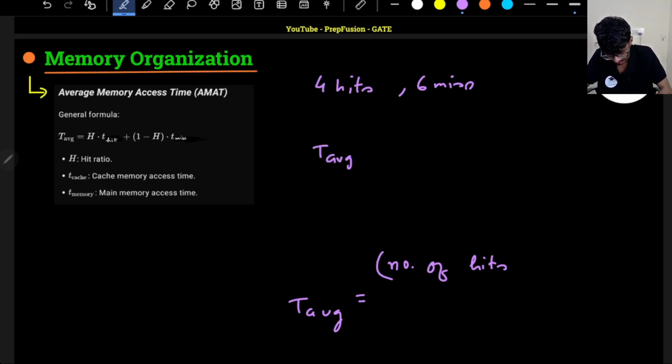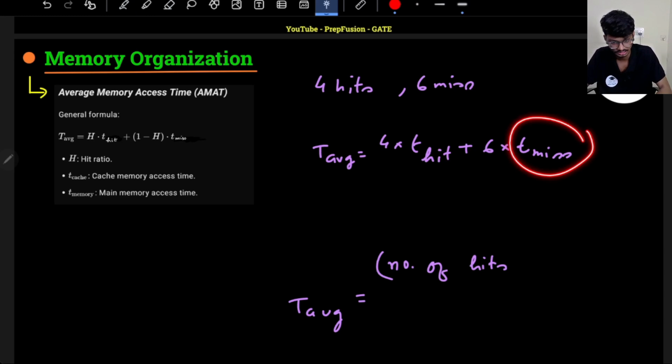Average access time, T average, will be equal to 4, the number of hits, into the time that the cache memory takes to give the data to the CPU. So T cache, also written as T hit, the hit time, which is generally lower than the other one. Plus 6 into T miss, whatever time it takes me to handle a miss.